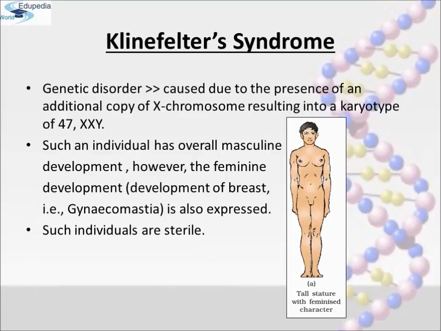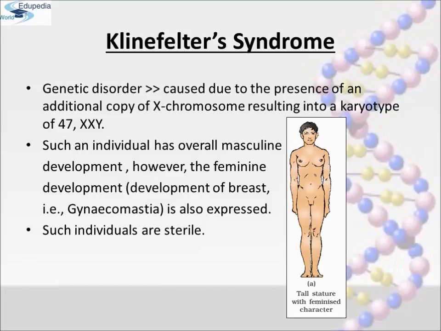Klinefelter syndrome. This genetic disorder is caused due to the presence of an additional copy of the X chromosome, resulting in a karyotype of 47, XXY. Such an individual has overall masculine development. However, the feminine development of breast, that is gynecomastia, is also expressed. Such individuals are sterile in nature. This is a tall stature with feminized character.